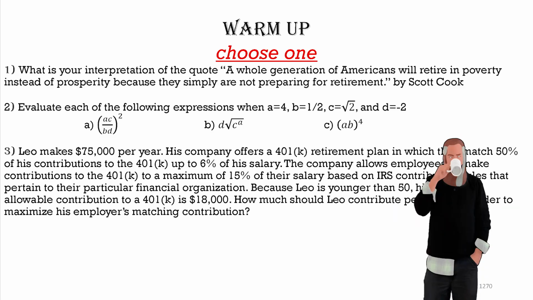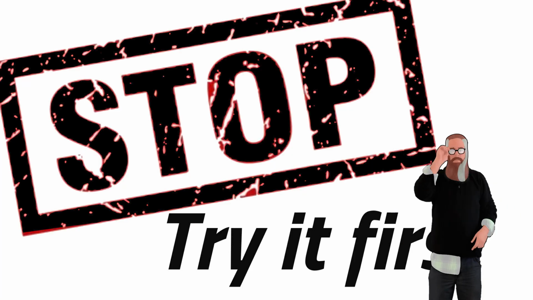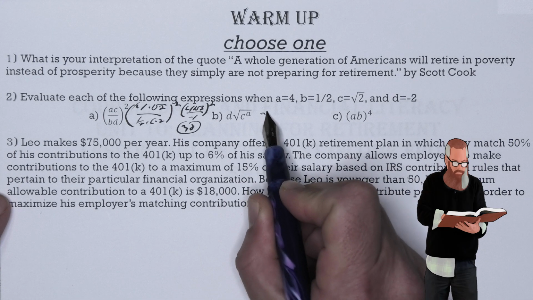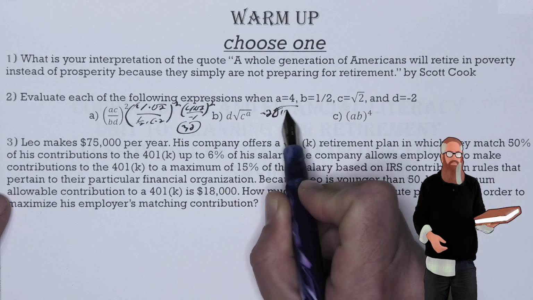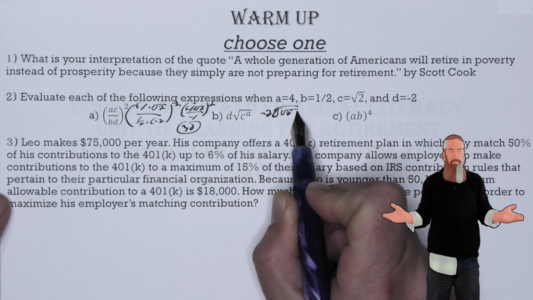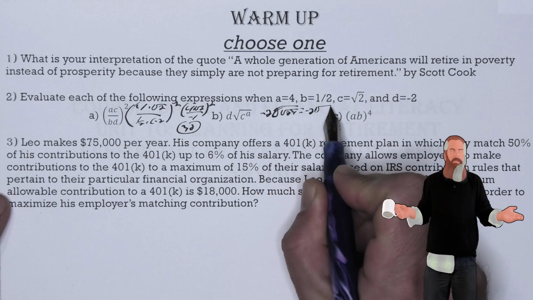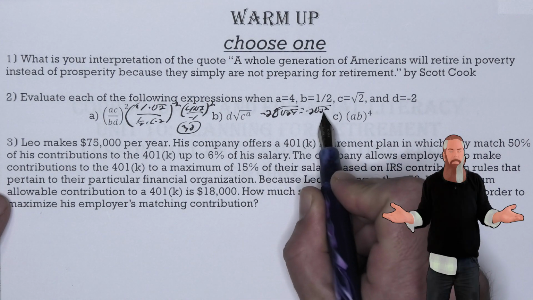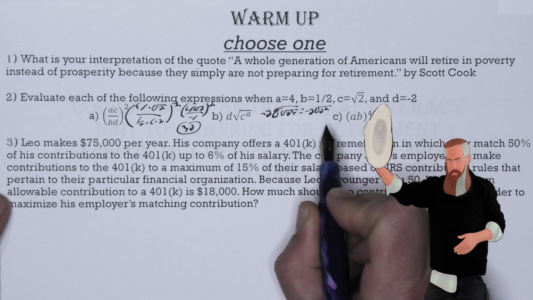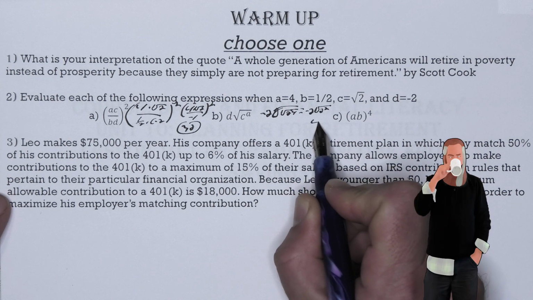Now we will do D times the square root of C to the A power, which is -2 times the square root of 2 to the 4th power. This will give me -2 times the square root of 2 to the squared power. 2 to the squared power is 4, the square root of 4 being 2, times -2 will give me -4.